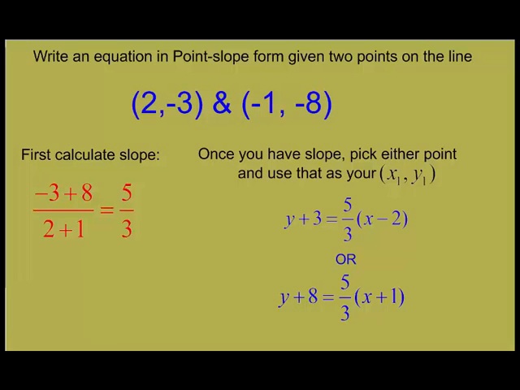So just like last time, first thing we need to do is calculate our slope. When we do our y minus y over x minus x, we get the slope of 5 over 3. Then depending on which point you picked, if you picked the point on the left, you would end up with y plus 3 equals 5/3 times (x minus 2). Or if you picked the point on the right, you would have y plus 8 equals 5/3 times (x plus 1). Again, I know those two equations look completely different, other than the slope, but they both represent the line that goes through those 2 points.